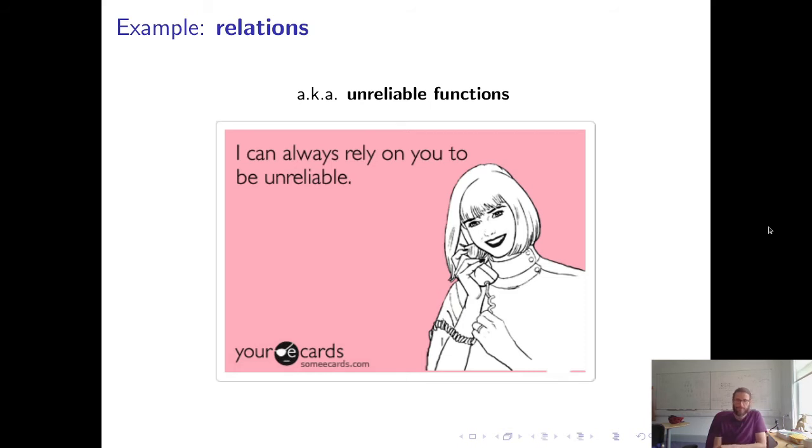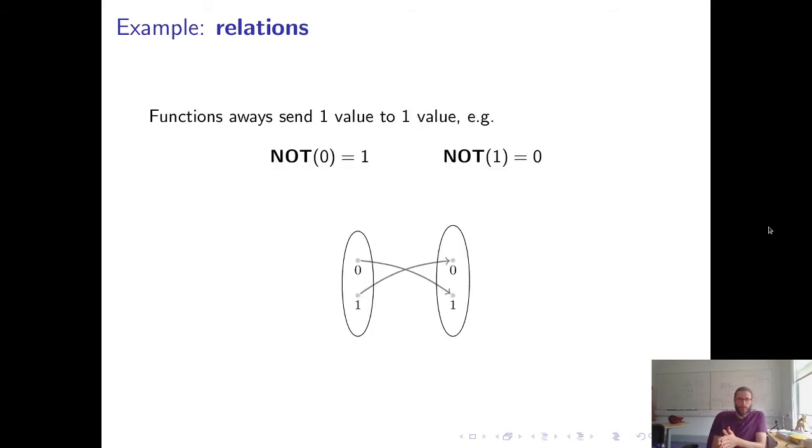So what's that mean? Well, here's a normal function from a bit to a bit. A function is just something which sends every particular value in its input set to some value in its output set. And importantly, it sends every one value to only one other value. For instance, the NOT gate, or the NOT function, sends the bit 0 to the bit 1, and it sends the bit 1 to the bit 0.